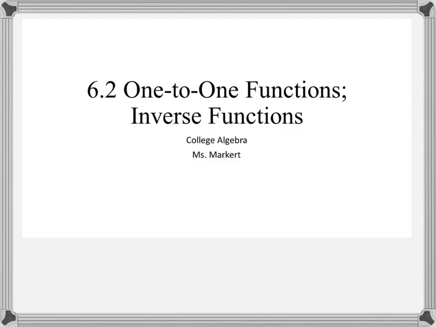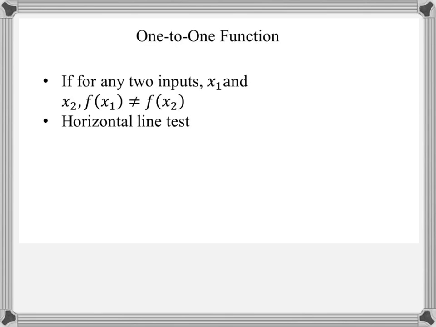In 6.2, we're looking at one-to-one functions and inverse functions. A function is one-to-one if for any two inputs, x sub 1 and x sub 2, f of x sub 1 does not equal f of x sub 2. If we have the graph of a function, we can use the horizontal line test to determine if it's one-to-one. If we draw a horizontal line anywhere on the graph, if it doesn't cross or touch the function in more than one point, then the function is one-to-one.